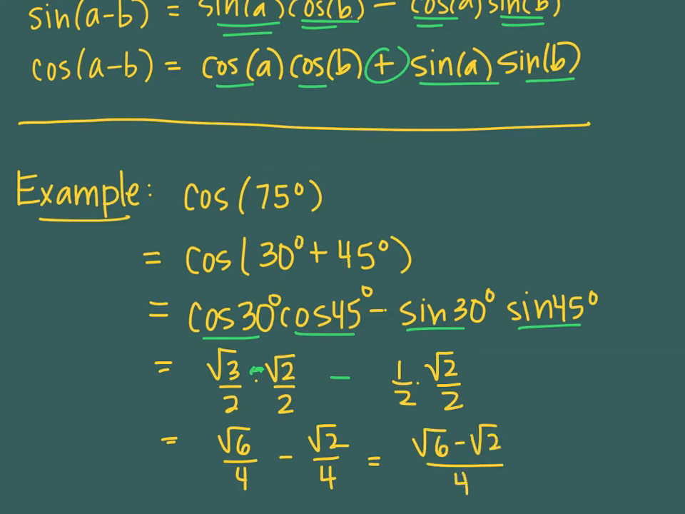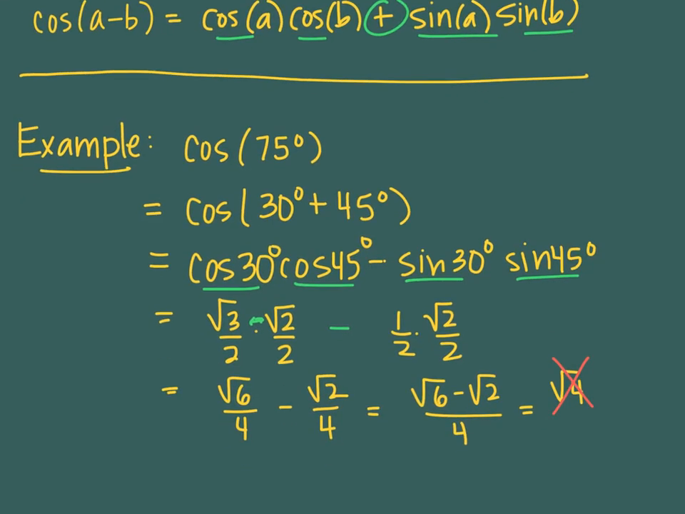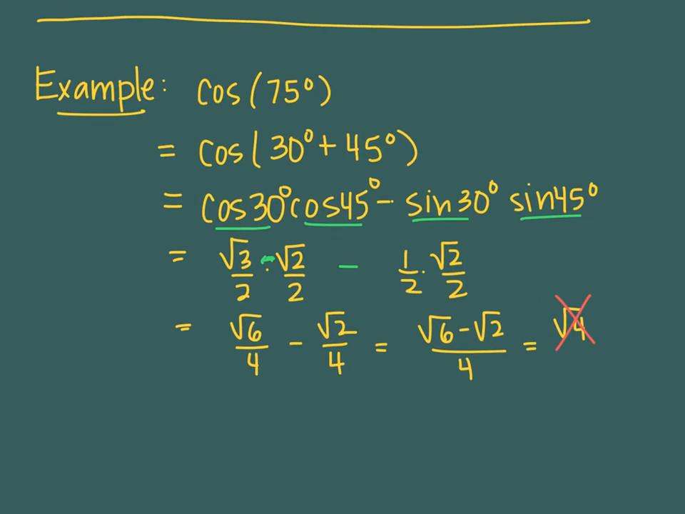Now you cannot combine the square roots. Don't tell me that the square root of 6 minus the square root of 2 is the square root of 4. That is illegal. You can't subtract square roots. You can combine common denominators, but you can't subtract square roots. And that is the final answer right here. That is the answer to the cosine of 75 degrees. Does it work in radians? For sure. All right, let's try a radian one.